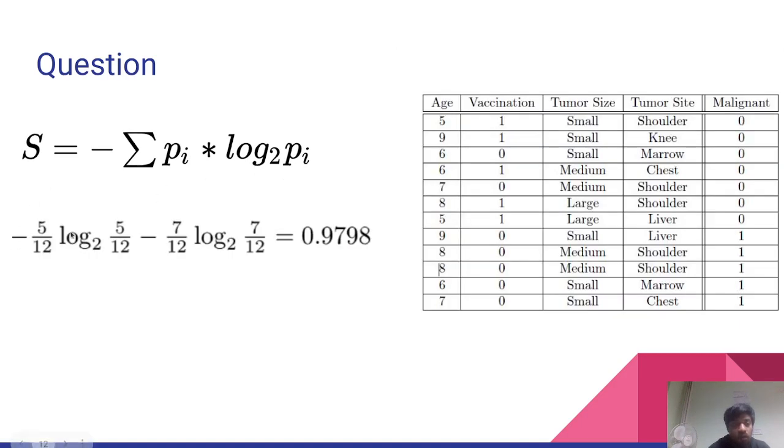So this will be the formula. At first you put the minus, then 5 by 12 log base 2 of 5 by 12, minus again 7 by 12 log base 2 of 7 by 12. If you calculate these values and add them, because both have negative signs, you will get 0.9798. So this is the entropy of the malignant column. Is the calculation clear to everyone?